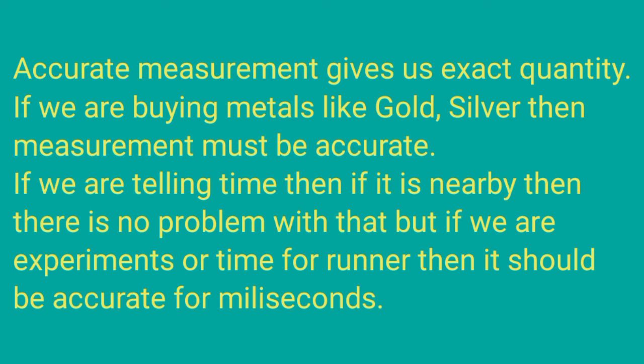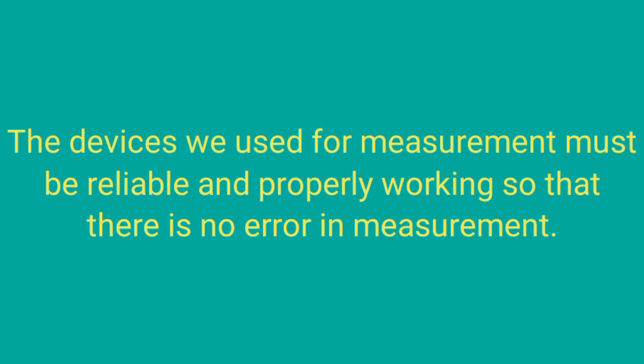Then if we are telling time, if it is nearby, there is no problem. Suppose we say the time is about 3:15, and it might be 3:13, but that is not far, it is just nearby. But if we are measuring time for an experiment or for a runner in a competition, then it must be accurate up to milliseconds also. That's why there is a necessity for accurate measurement, and the devices we use for measurement must be reliable and working properly, so that there is no error and we get the exact measurement using that instrument or device.